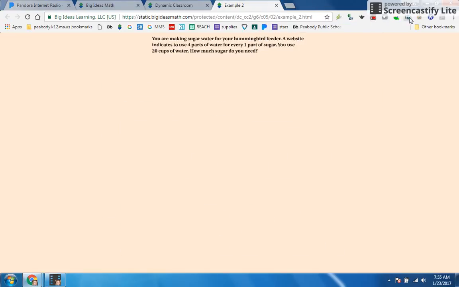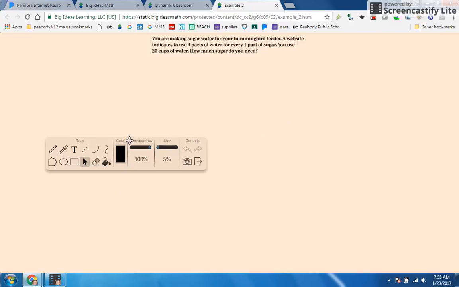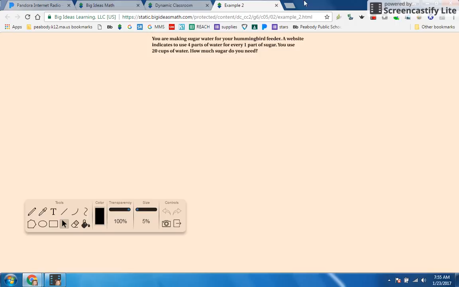This one, I don't know why this is written so tiny, but we'll give it a try. So it says, you are making sugar wafers for your hummingbird feeder. A website indicates to use 4 parts of water for every 1 part of sugar. You use 20 cups of water. How much sugar do you need?